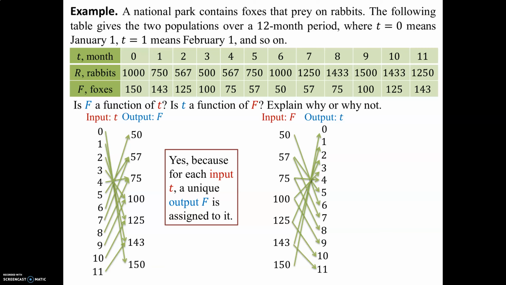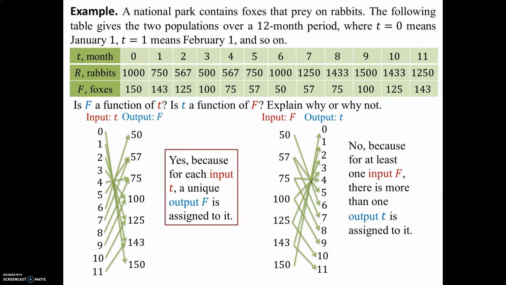Keep in mind what the definition of a function says: for each input, there must be exactly one output. Based on this mapping, this is not true, because there exists at least one input with more than one output.